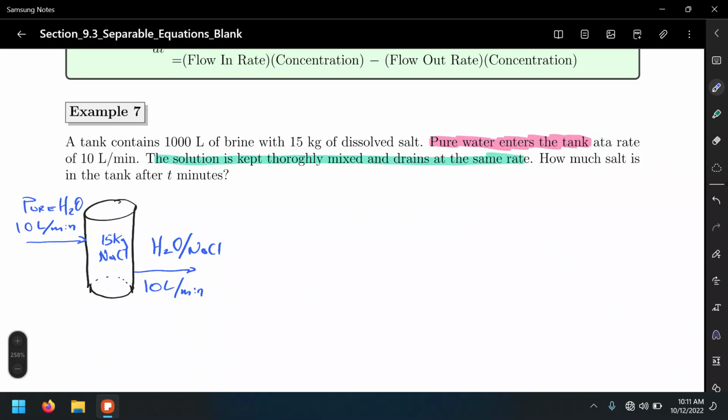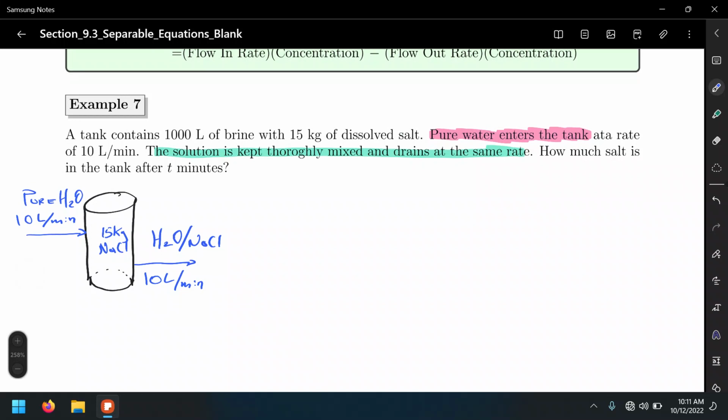All right, so let's set up the equation that will help us calculate an expression that gives us the amount of salt at any particular time. So we're going to start with dA/dt equals number one, rate in minus rate out. And well, again, the reason why we have the rate in positive is because that's coming into the tank, and the reason why we have the rate out as negative, that's because it's coming out of the tank.